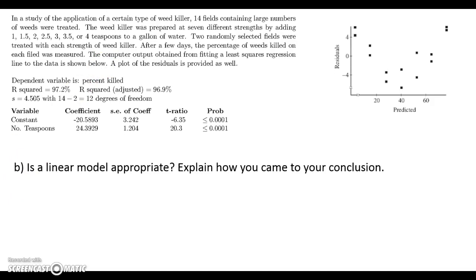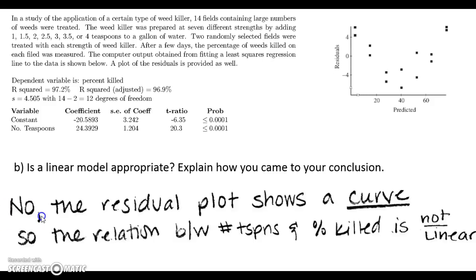Okay, looking at part B. Again, same question. Now it says, is a linear model appropriate? Explain how you came to your conclusion. So the only way you can tell if a line, that's what they mean by linear model, is appropriate, is if when you look at a scatter plot, you see a linear pattern, or a residual plot, you see noise. This is a graph of a residual plot, and I can see that because residuals is what's labeled here, and it says a plot of residuals is provided. From this, we usually have a line at 0 going across our page, but we don't. And even without that, you should be seeing this distinct curved shape. So what that then tells me is that a line is not appropriate because the residual plot shows a curve. That's how we're going to explain how we came to our conclusion. So the relationship between number of teaspoons and percent of weeds killed is not linear.